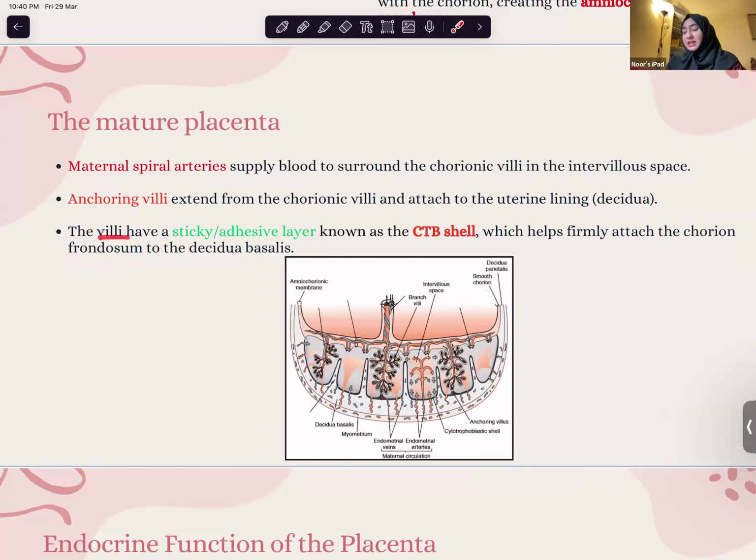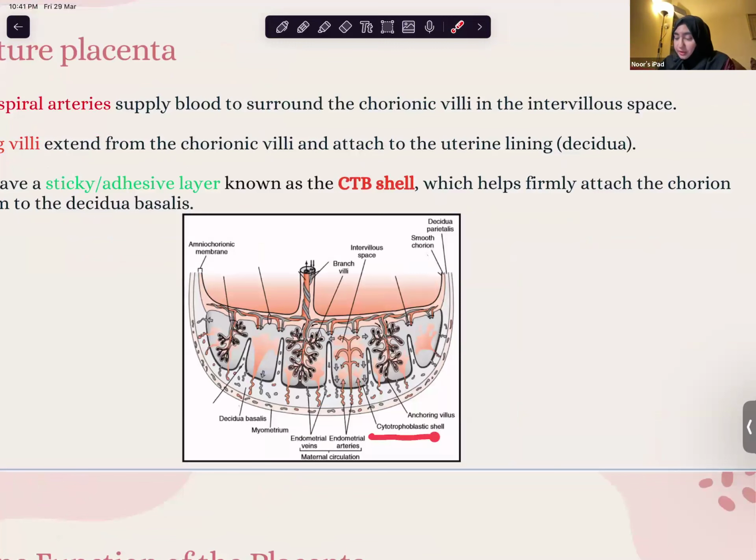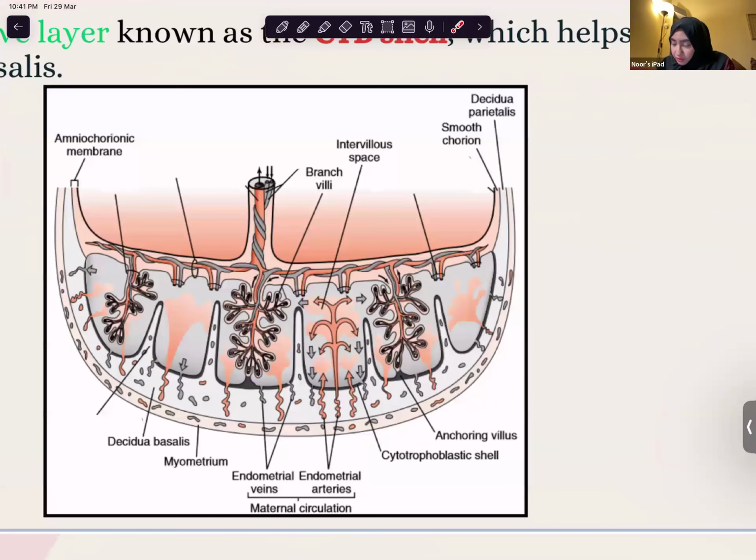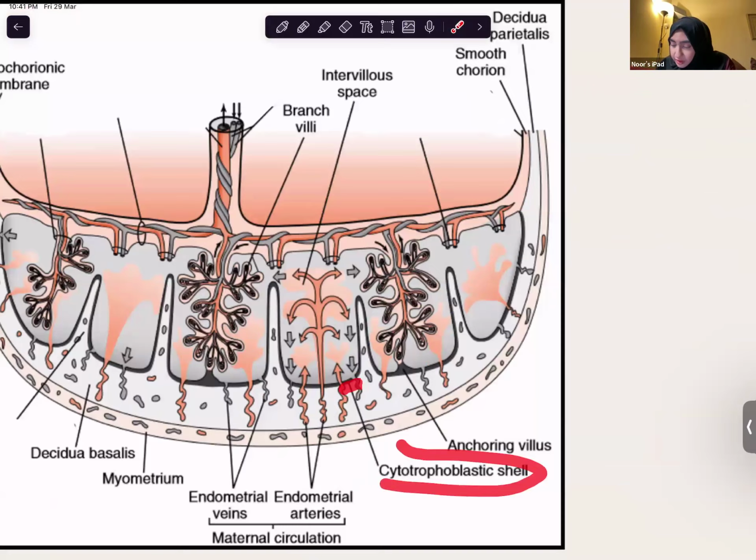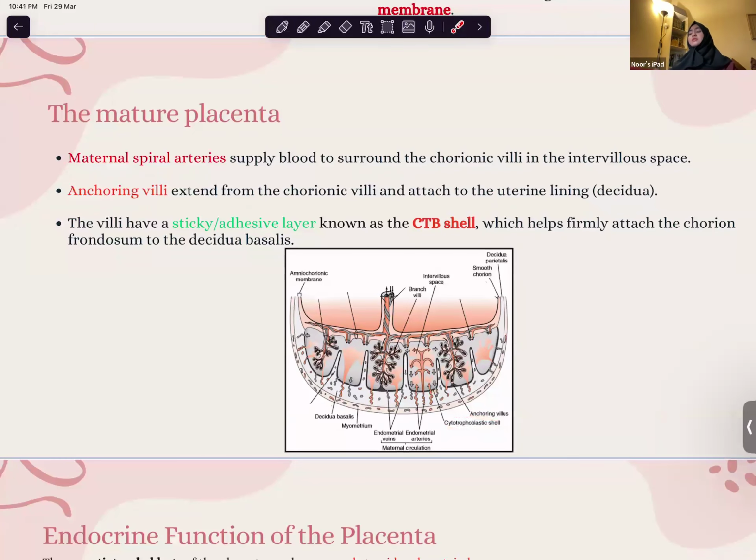Also, the villi has a sticky or adhesive layer, which is called the cytotrophoblastic shell, which helps firmly attach the chorion frondosum to the decidua basalis. So the cytotrophoblastic shell, you see it's right here, and that is basically involved in firmly attaching the chorion to the decidua. What we're talking about here is mainly the connection that's formed between the chorion and the decidua.